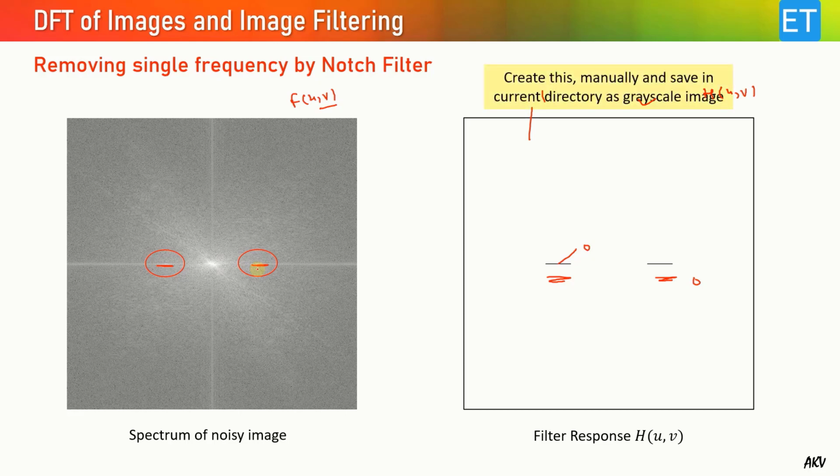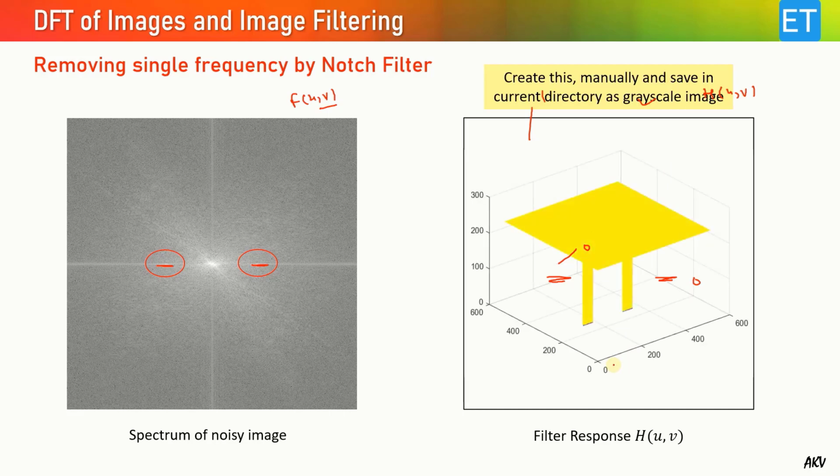This type of filter, obviously, we can design manually in some software such as MS Paint, or you can create this in Matlab also. And just save this image as a grayscale image in your current directory. So I created this in MS Paint and saved this image as a grayscale image. Okay, so now you can visualize this in 3-dimensional also.